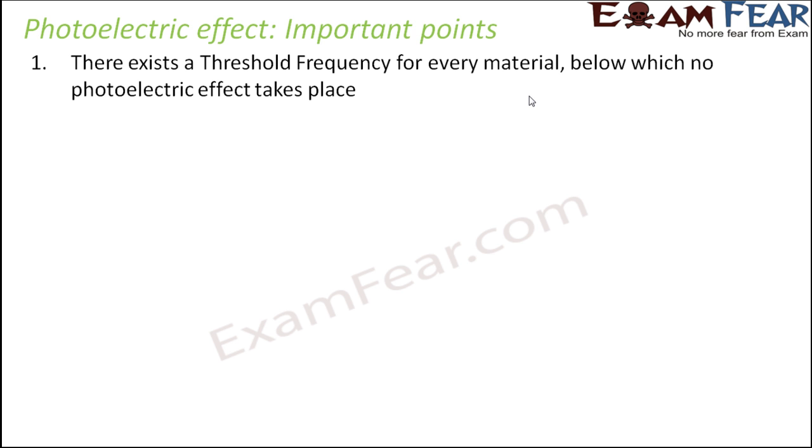There exists a threshold frequency for every material below which no photoelectric effect takes place. As I mentioned, if the frequency of the incident light is less than the threshold frequency, in that case the energy of the incident light would be less than the work function of the metal, and as a result photoelectric emission will not take place, right? So there has to exist a threshold frequency for every material.